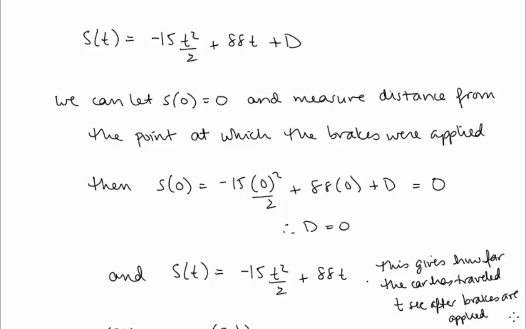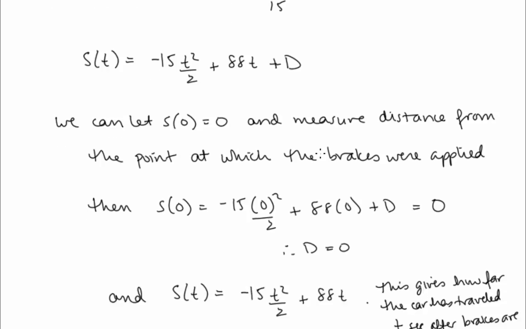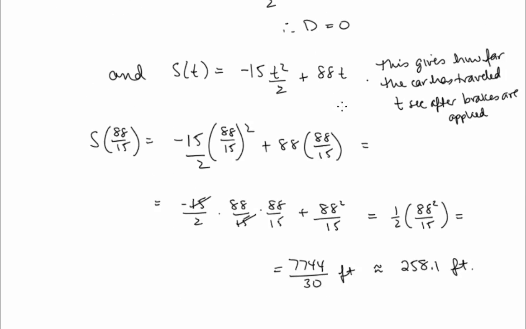And we want to know how far the car traveled over this time, over the 88 over 15 seconds. So we're going to plug that into our original function. And so we get 7744 over 30 feet, which is approximately 258.1 feet.